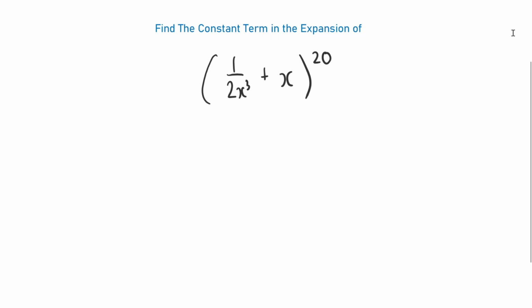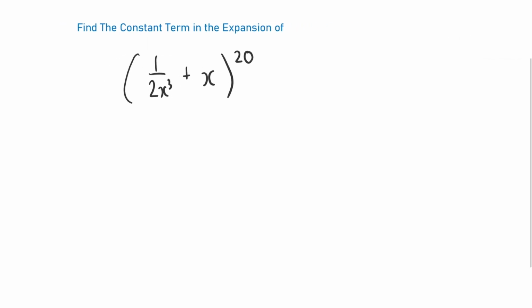Hi everyone, today we're going to be finding the constant term in the expansion of 1 over 2x cubed plus x, to the power of 20. We will be using the binomial expansion formula of nCr a to the power of n minus r times b to the r, where n is 20 and r we are trying to find.